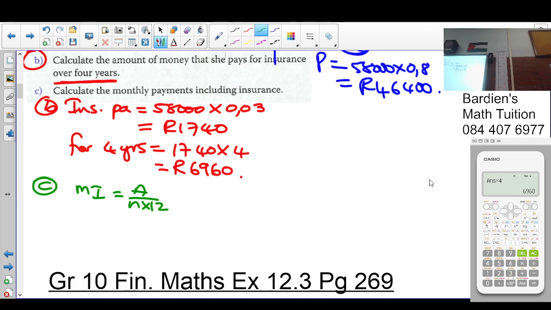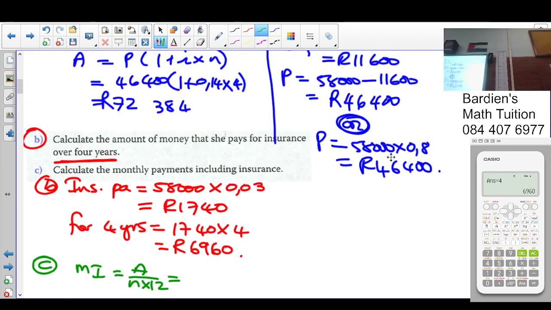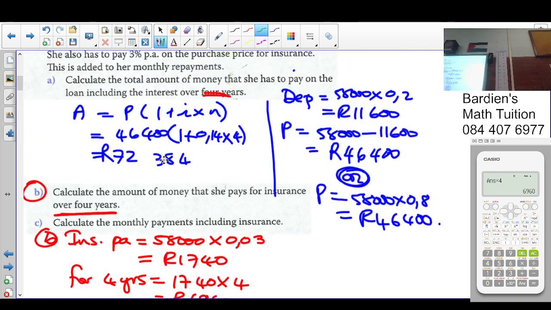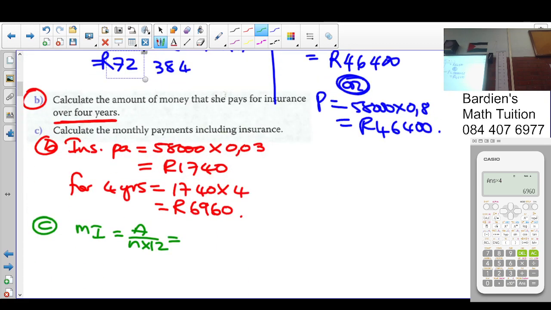Okay. So this is now without the insurance. So how much do they need to pay back? They need to pay 72,384 rand, not so? That's the amount they need to pay back. So it's going to be 72,384 rand, and it's over 4 times 12, or 48. So that's the monthly installment.